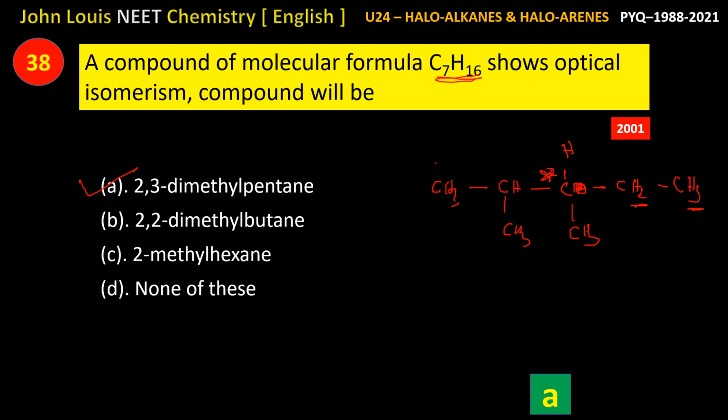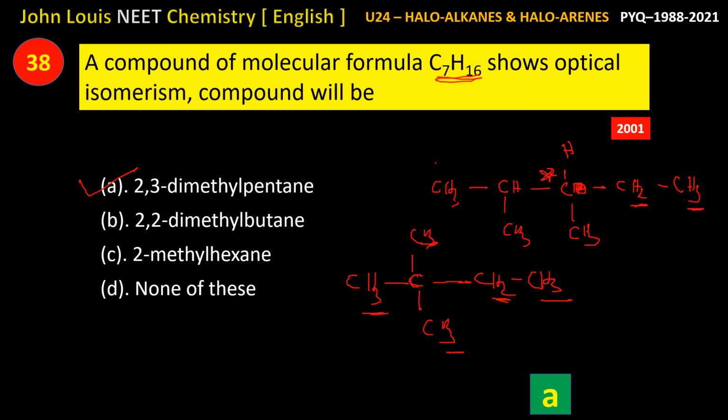So 2,2-dimethyl butane. What is butane? 4 carbons and ane, therefore they should have single bonds, and 2,2, therefore in the second position 2 methyl groups. So CH3, CH3, CH3. Here there is no hydrogen. Here it is CH2. Here CH3. So here 3 hydrogens are there, 2 hydrogens are there, 3 hydrogens are there. Therefore it cannot be a chiral carbon.